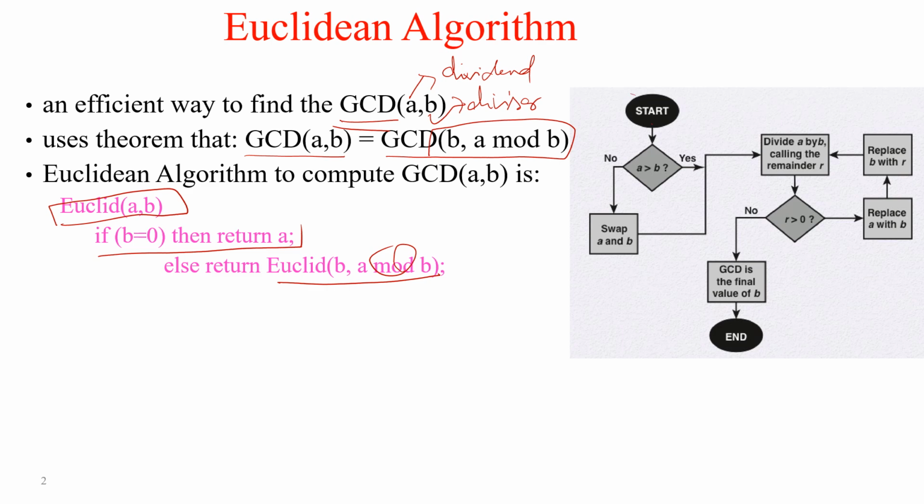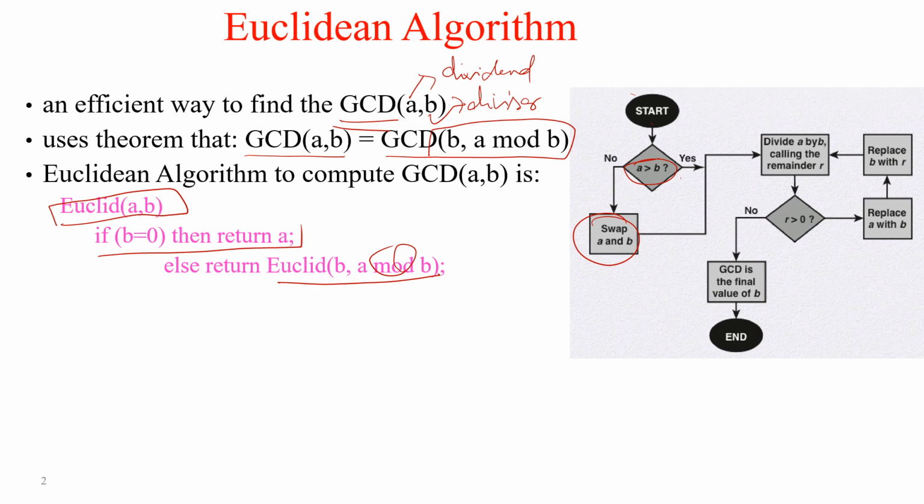So we are just starting, and first we have to check whether A is greater than B. What is A? A is the dividend and B is the divisor. If A is not greater than B, you have to swap A and B, because always the dividend must be higher than the divisor. That condition is very important. So first we check A is greater than B. If no, we swap it.